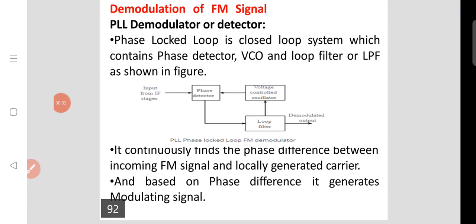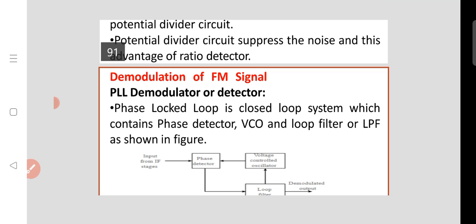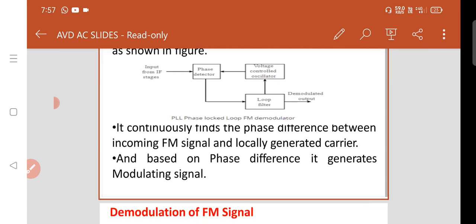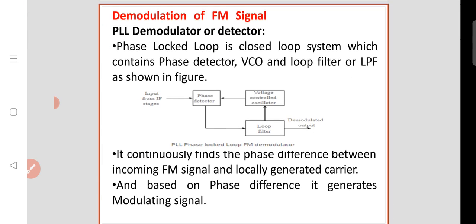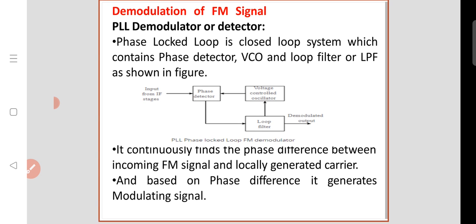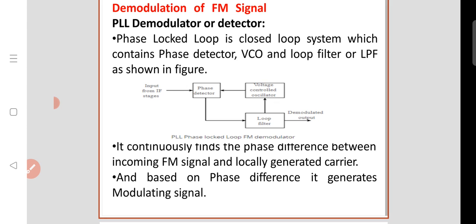Welcome back. This is another type of FM detection. Okay, we discussed two categories of FM detection: slope detection, forced delay, and ratio detection. This is a completely different type of FM detection, that is the PLL, phase locked loop. Okay, this is the PLL detector or PLL detection.